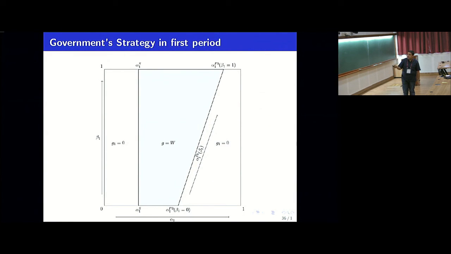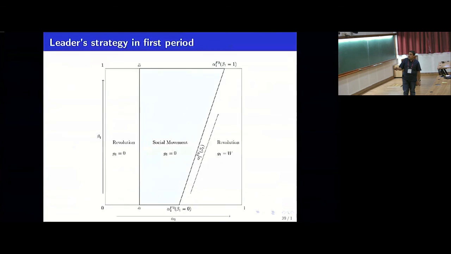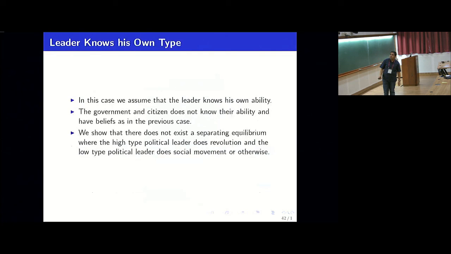So here, this is what the government strategy is, and this is what the leader would do. For very small values of alpha and for very large values of alpha, the leader will not wait and will do a revolution in the first period itself. It is only for intermediate ranges of beliefs that the leader will do a social movement in the first period and then a revolution in the second period. So leaders in this intermediate range will follow this path of gradualism and then do a revolution in the second period.